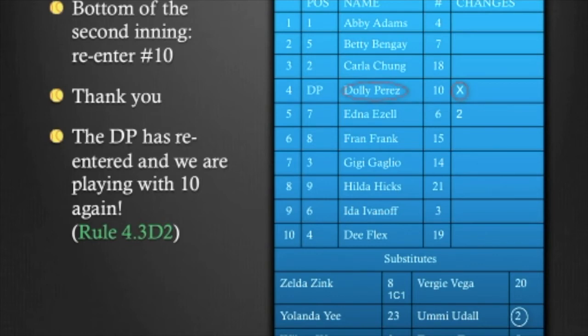So the way I notate that is I circle the X to show that this is no longer active, and I circle the name of the DP to tell me that she's back in the game. How many times can you re-enter in a game? So she just did it, right?